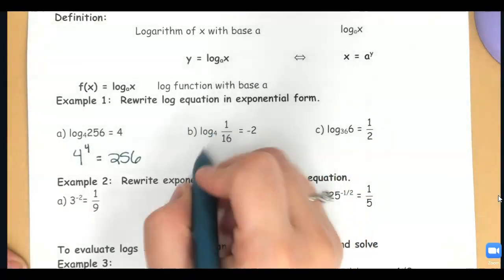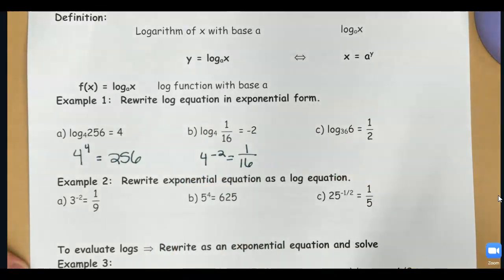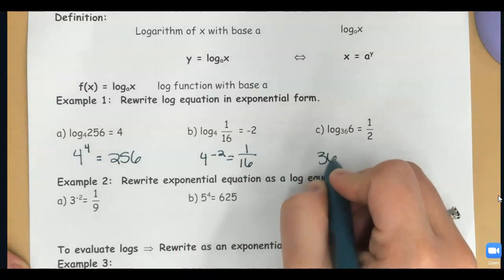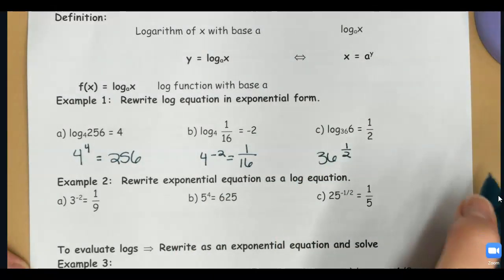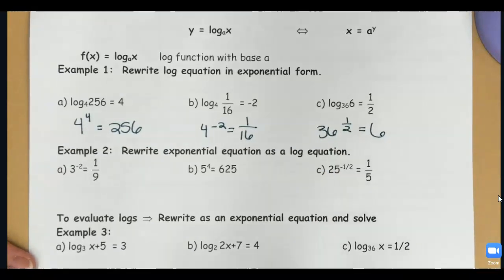So on to the next one. 4 to the negative 2 is 1 over 16. Again, that's a true statement. On C, 36 to the 1/2. Remember, that's the same thing as square root, is equal to 6. Once again, true statement.